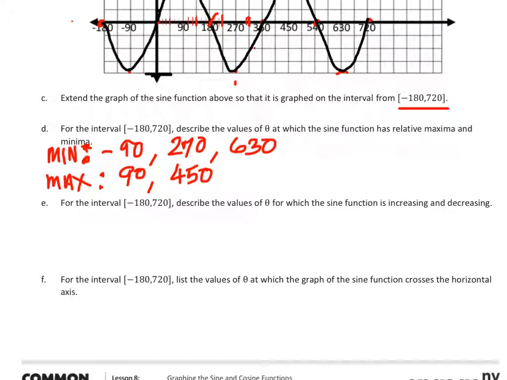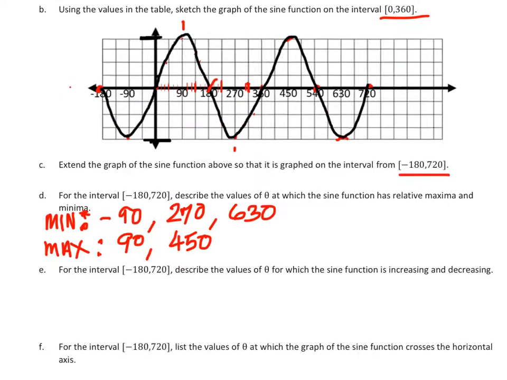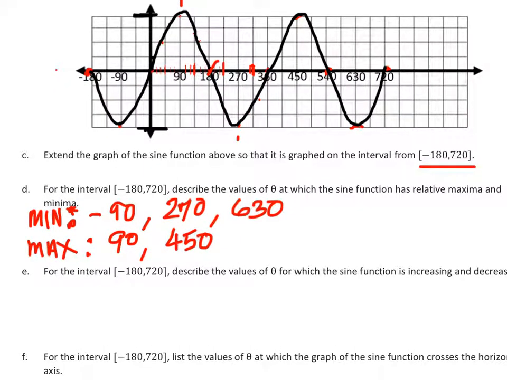For the interval negative 180 to 720, describe the values of theta for which the sine function is increasing and decreasing. Start clear over from the left. What is the first thing that's happening? You're decreasing. So we're starting at negative 180. And between negative 180 and what value is it decreasing? Negative 90. So for theta between negative 180 and negative 90, you're going to see a decrease.